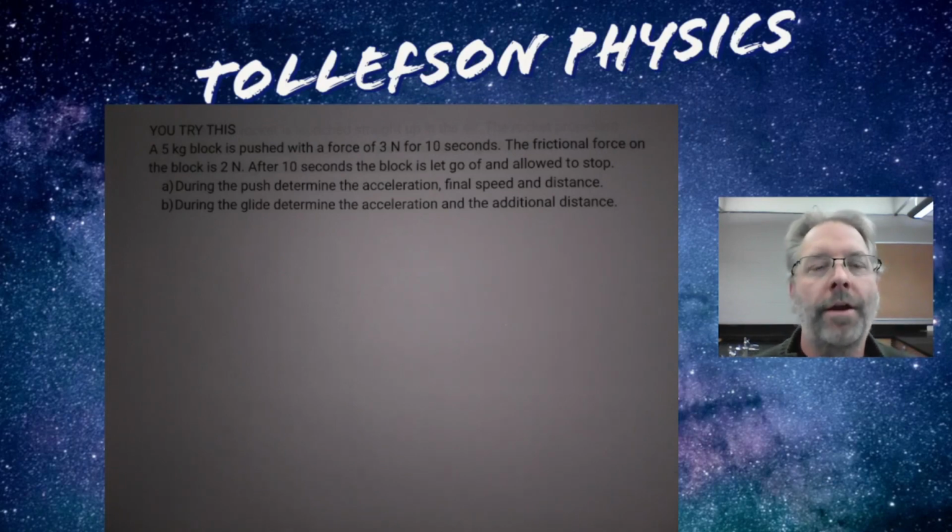Okay, now it's your turn. I want you to look at a 5 kilogram block, and we're just going to push it somehow, say with a hand, with 3 newtons of force for 10 seconds. The friction force on that block is going to be 2 newtons. After 10 seconds, we're going to let go of it and let it stop. So we're going to put this all together. During the push, what's the acceleration, what's the final speed, and how far did it go? And then during the glide, after you stop pushing it, what's the acceleration and how much farther is it going to go? All right, so pause the video now and give that a try.